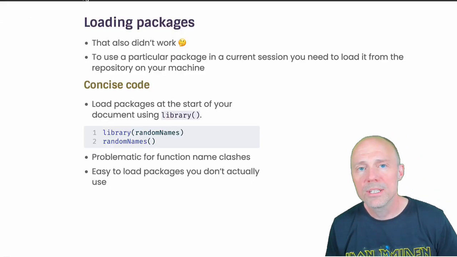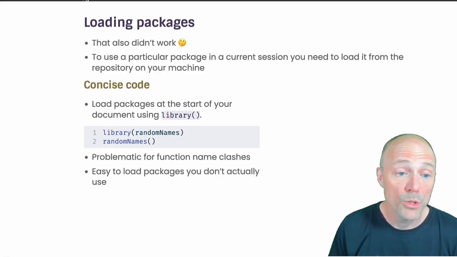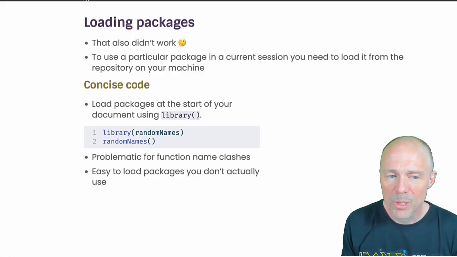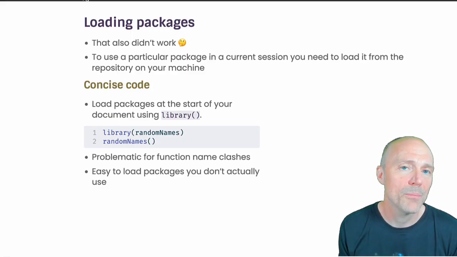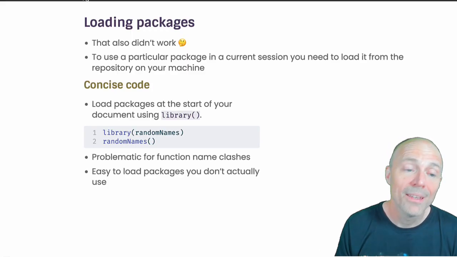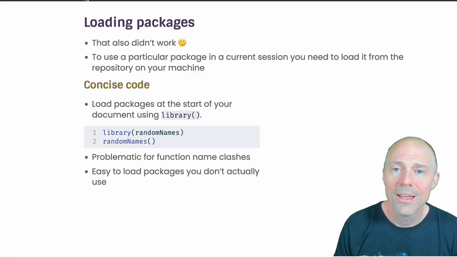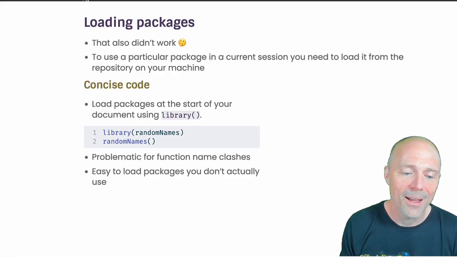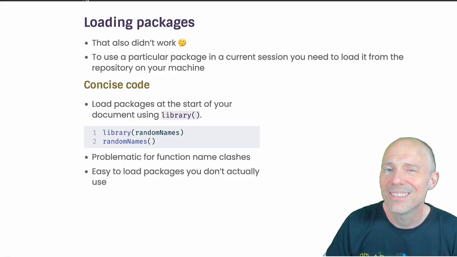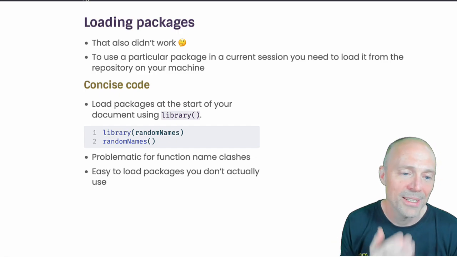So this concise coding style is one a lot of people use. It's possibly the most common. But there are 2 potential problems. One is that sometimes different packages have functions with the same names. So you can get clashes where you think you're using, say, the select function from one package, but there's actually a select function in a different package, and R gets a bit confused.